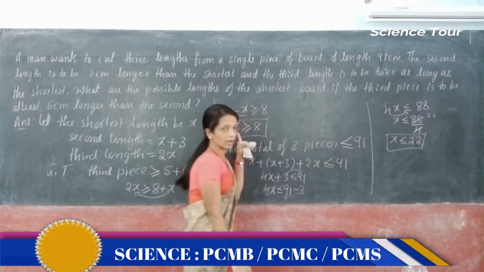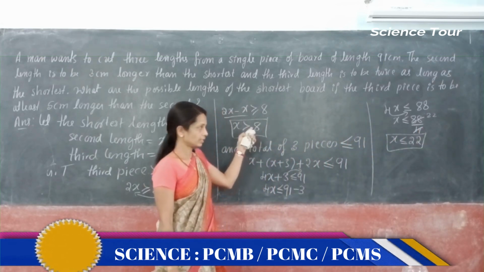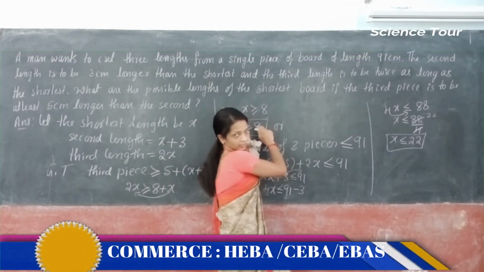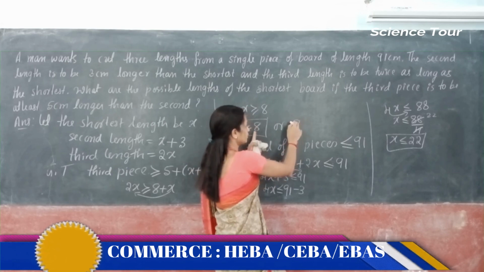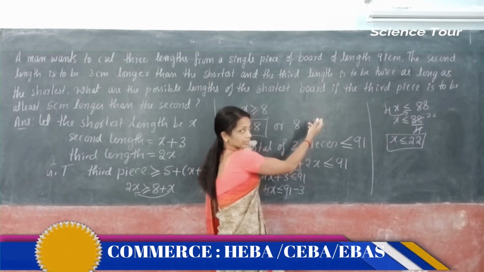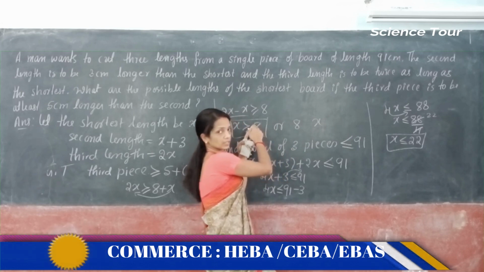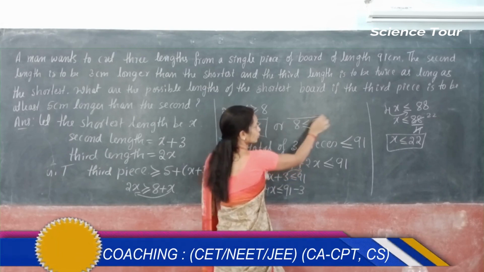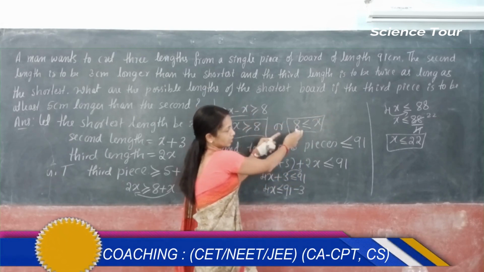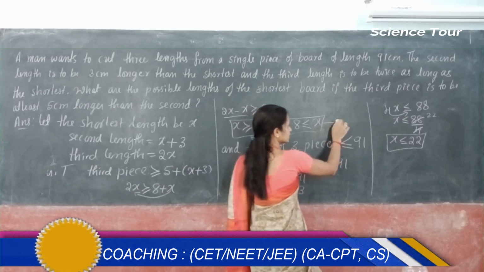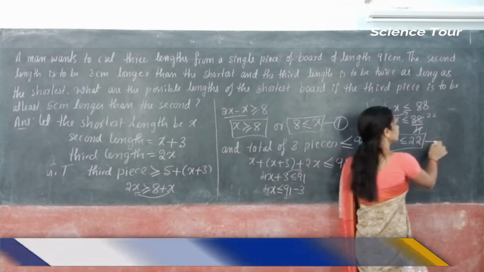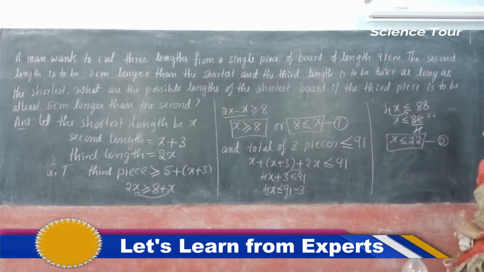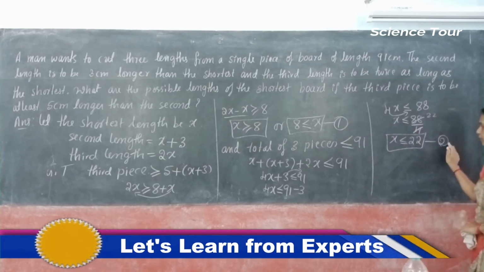Okay, and this inequality x greater than or equal to 8, I'll write in another way. 8 I'll write on left side, x I'll write on right side. And 8 side, which side of the symbol is there? Lesser side of the symbol is there, right? So less than or equal to. You can write this inequality in this way also. I'll name this inequality as 1 and this inequality as 2. So we combine that 2 together, inequality 1 and inequality 2.